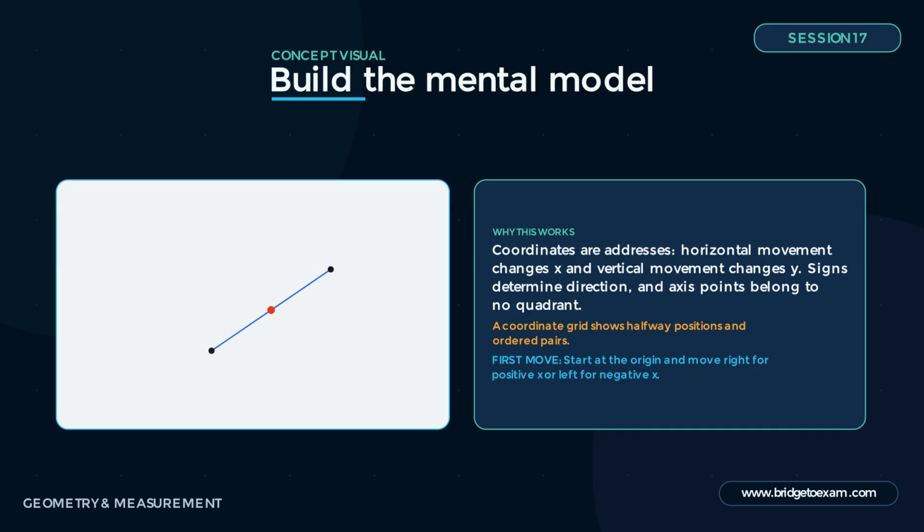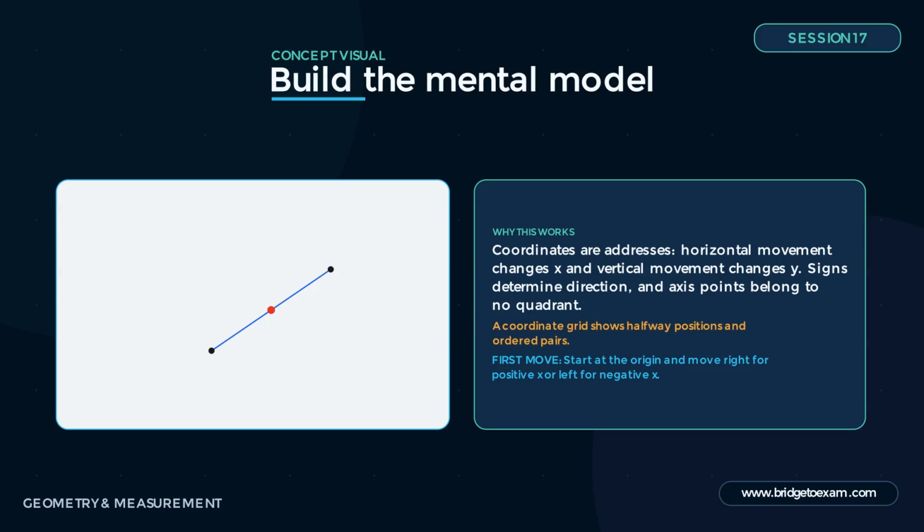Coordinates are addresses, horizontal movement changes x, and vertical movement changes y. Signs determine direction, and axis points belong to no quadrant. Label the right angle, the ordered pairs, or the changes before substituting. A diagram that records structure reduces sign and side selection errors.